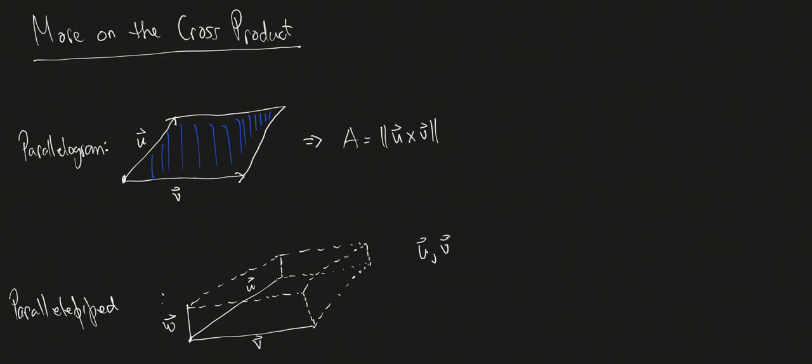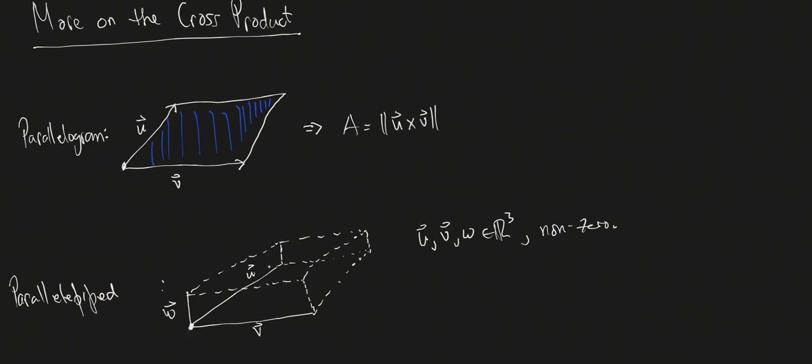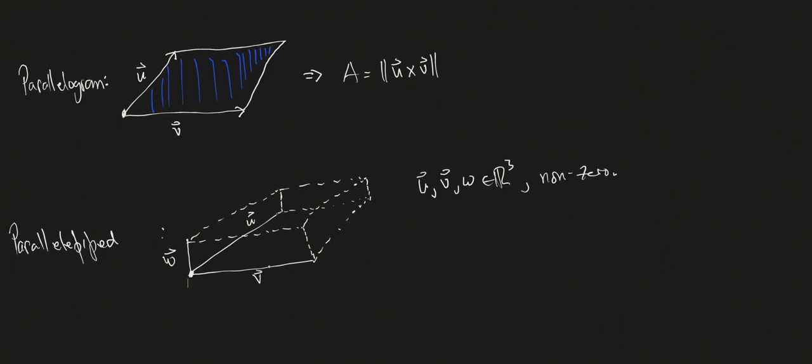We have u, v, and w. These are vectors in R3, and they're all non-zero, so they all have magnitude and length, and they are concurrent. What we would like to be able to do is to find the volume of this box. Now, the easy way to look at it: if this were a rectangular box, I would just take the area of the base and multiply it by the height. Well, let's think about it.